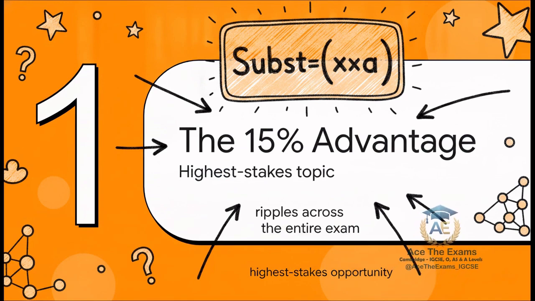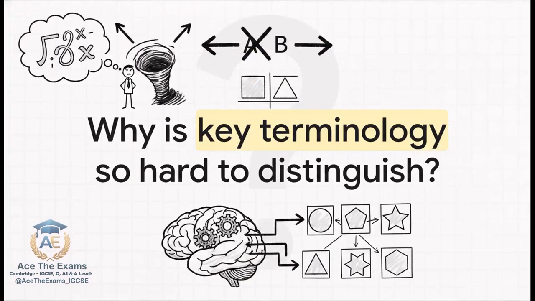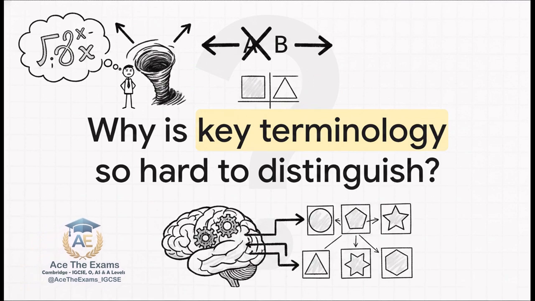We are looking at the 15% advantage and defining exactly why the stakes are so incredibly high here. This isn't just about finding X. It's about proving you understand the language of mathematics. Now, you might be wondering, why is this so difficult? The senior examiner explicitly notes that confusing key terminology is the very first place students stumble and lose those crucial early marks. Remember Sam, the student who rushes?